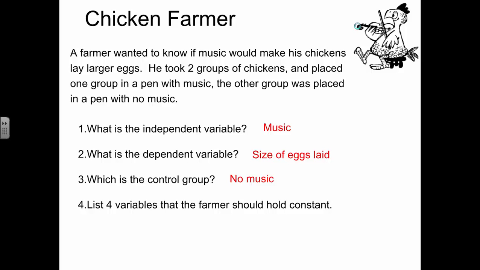Okay, what are some variables we should hold constant in this experiment? Chum? Food fed to the chickens. Yeah, what kind of food they're getting. Same size pen. Same amount of time. Elizabeth? The same number of chickens. Yeah, all those things should be the same. We could come up with a long list of things.